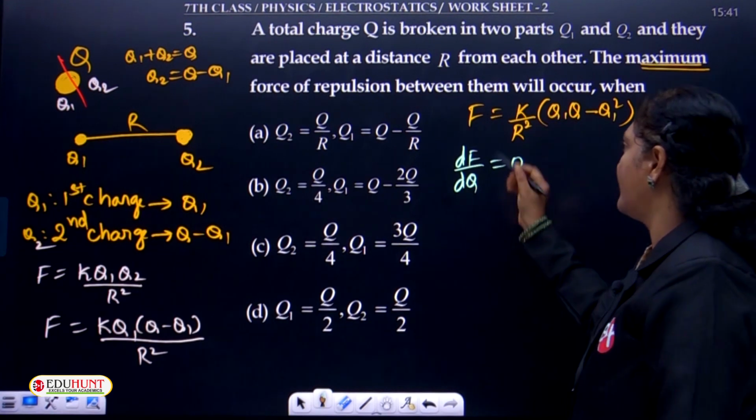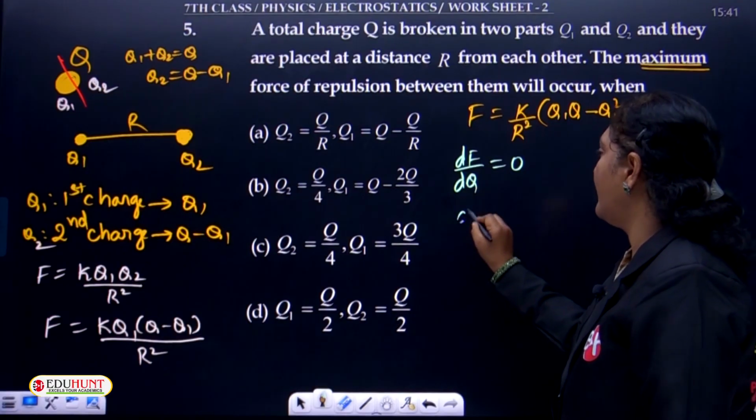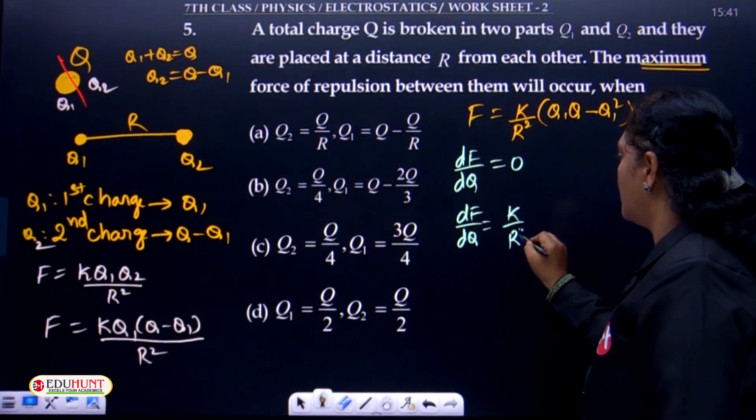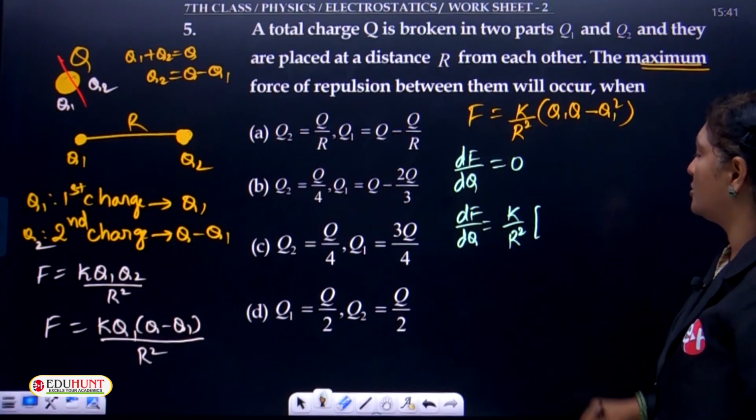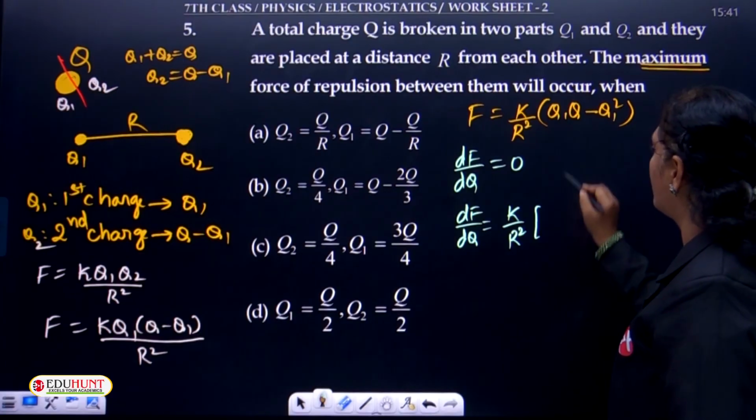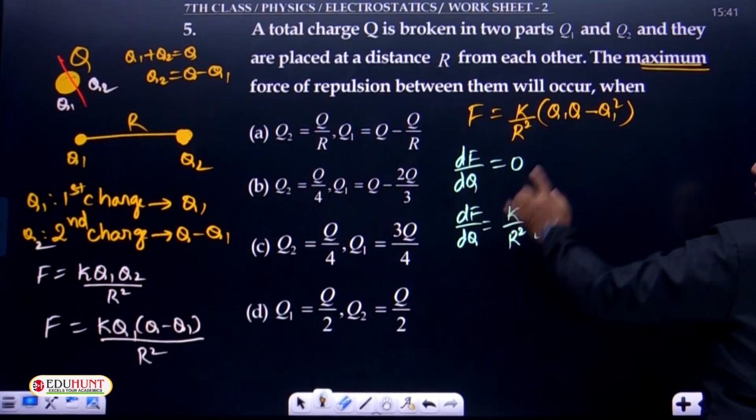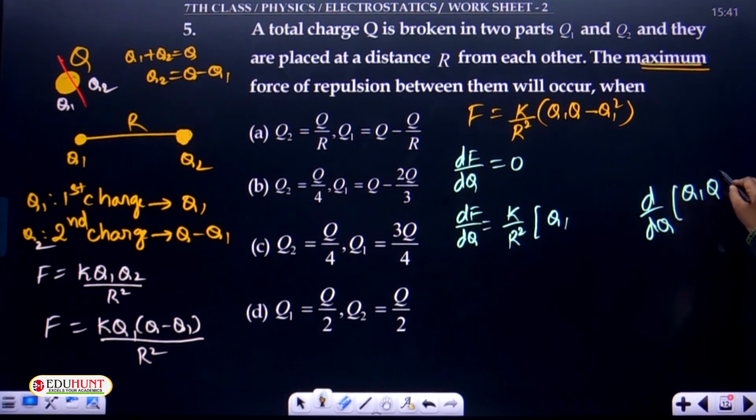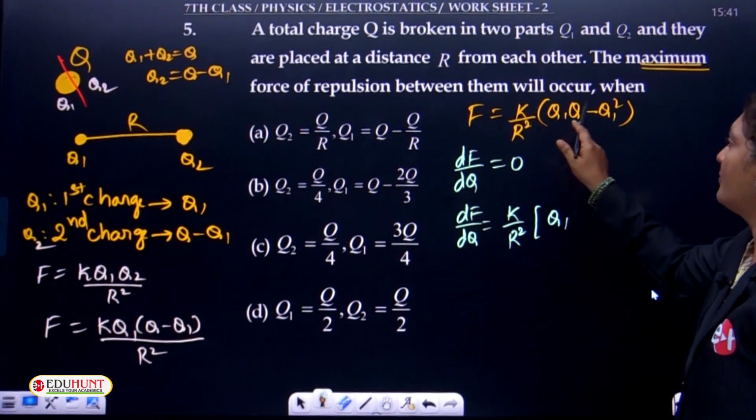So, let us try to find the derivative of this. As we know that K by R square is constant, dF by dQ is equal to K by R square, the constant, into the derivative with respect to Q. So, Q1 is constant with respect to Q. The derivative d by dQ of Q1 Q is nothing but Q1 times dQ by dQ, and this equals Q1. So, what is the final answer, children? The derivative of Q1 Q is Q1.